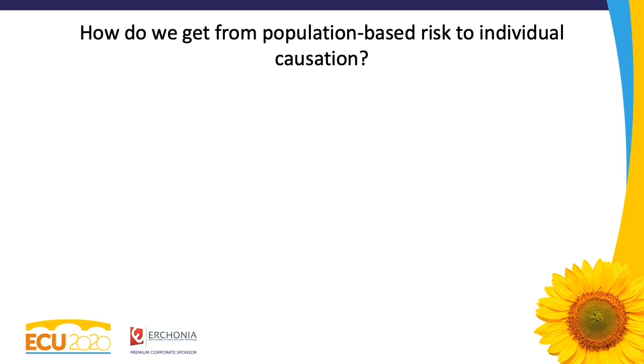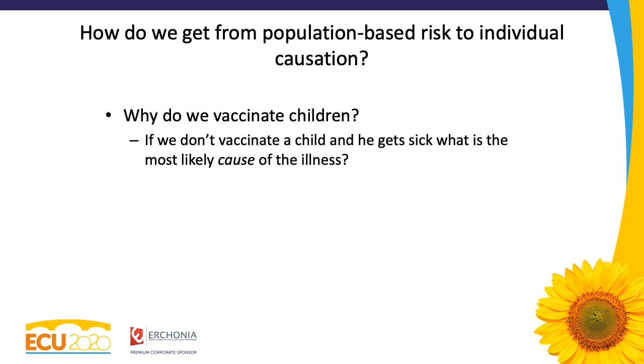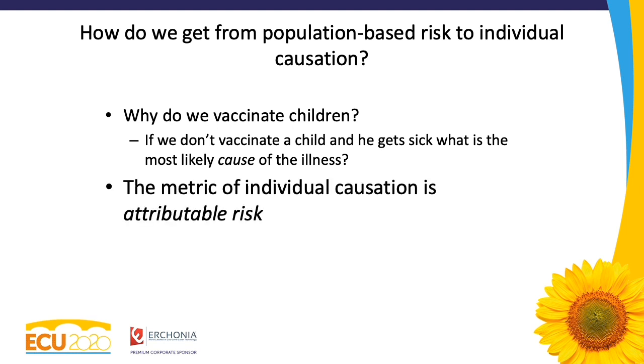So how do we get from population-based risk to individual causation? You don't really think about that very often until you think about, for example, vaccination. So if a child is not vaccinated and the child gets sick from the thing he would normally be vaccinated against, can we say that the failure to vaccinate caused his illness? Well, we probably can. If we say that 99% of illness is eliminated by vaccination, then we can say that 99% of the cause of this child's illness would have been eliminated if he had been vaccinated.